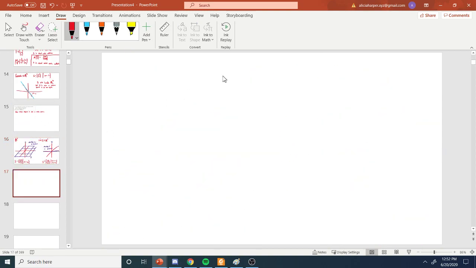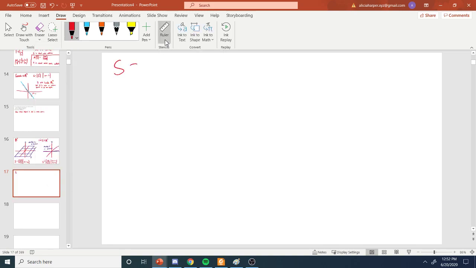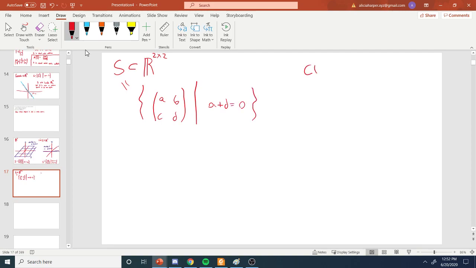Anyways, now that we've looked at some concrete things, let's look at something that's a little less concrete and actually verify that it's a subspace. So I'm going to look at S in R 2 by 2. So this is going to be a set of 2 by 2 matrices. And it's going to be the set of matrices A, B, C, D, where A plus D is equal to 0. And so the claim is that S is a subspace.